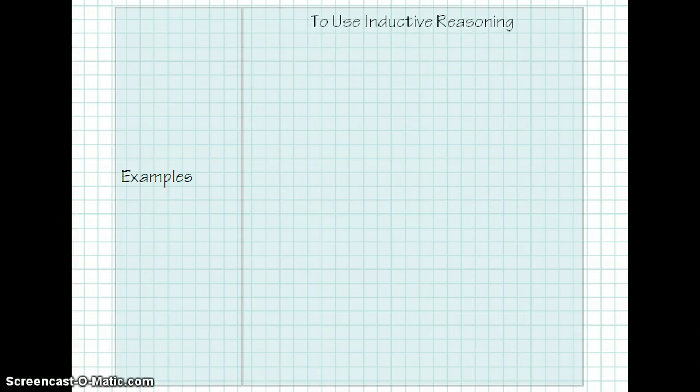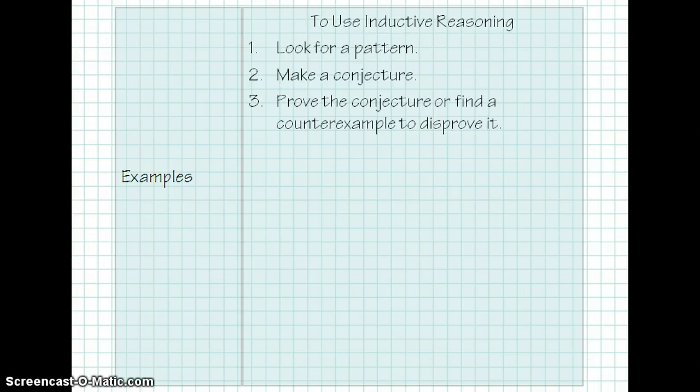So the steps for using inductive reasoning. The first step, you're going to look for a pattern. Then you want to make a conjecture, make some sort of plan here. What exactly is going on? Then you either want to prove the conjecture is true, or find a counterexample to disprove it and then start over again.